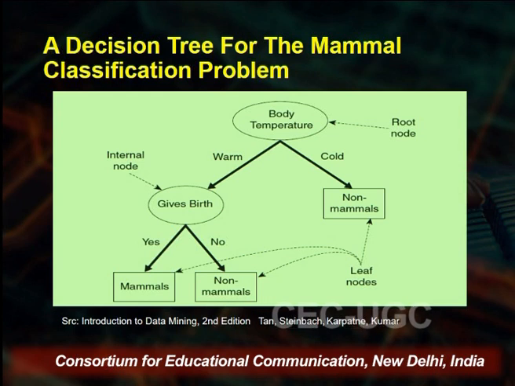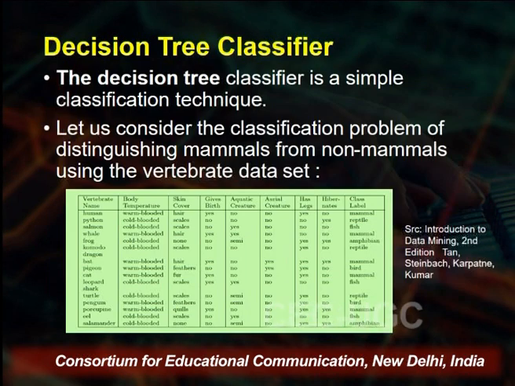So if we look at how the decision tree is being built, we have this mammal classification. In this, the first node, or the root node as we call it, is the body temperature. So this is the first attribute on which we are trying to check. Now body temperature can have two values. According to our data set, body temperature has only two values, either warm or cold.